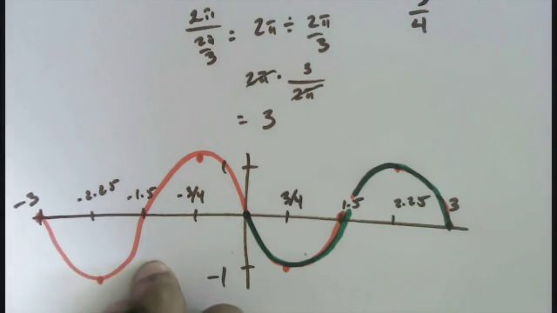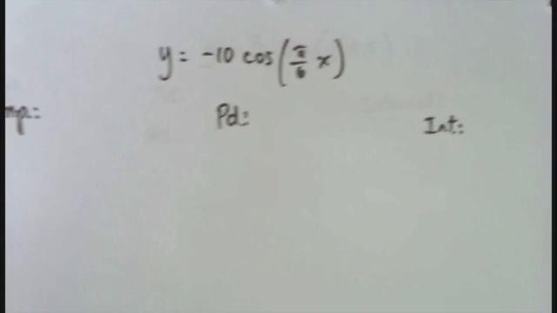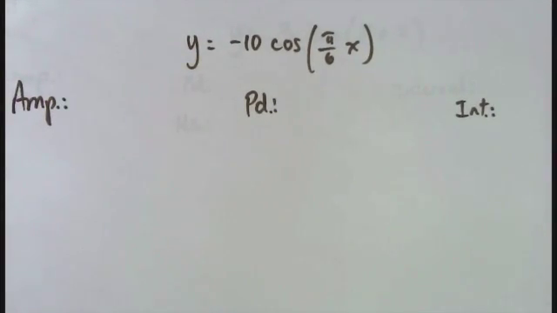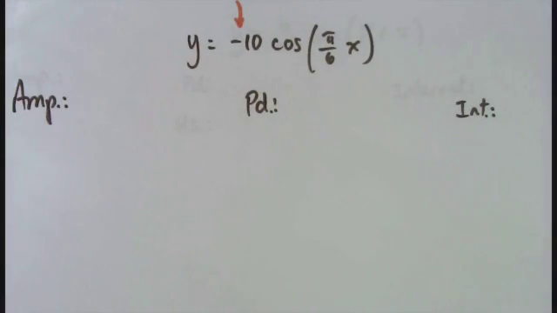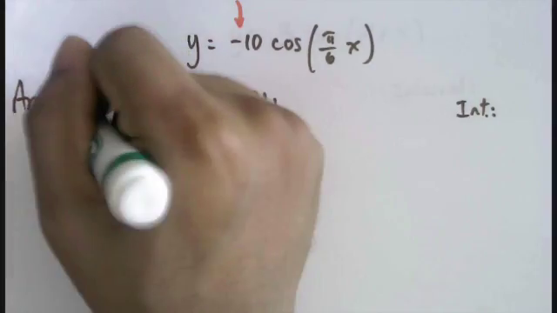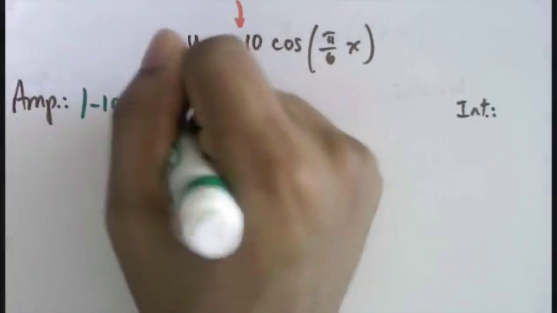Next problem. Negative 10 cosine pi over 6 x. Again, I will note the negative. That's going to be important. Not at the moment though. The amplitude will be the absolute value of negative 10, which is 10.